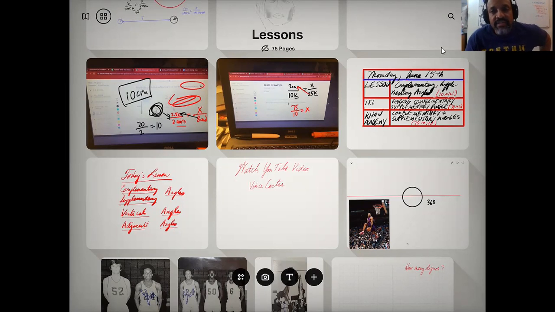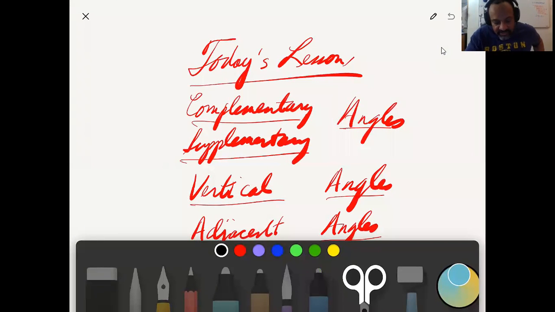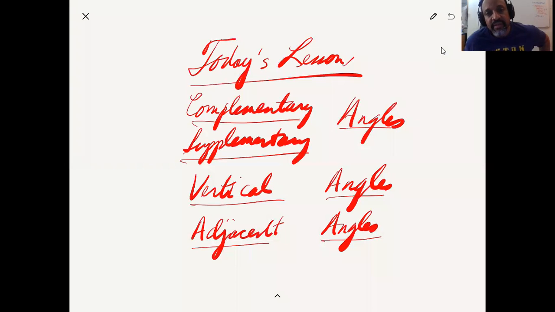So I'm going to jump into it, and this one may take a little bit of time because I wanted to make sure I cover this adequately. So let me just jump in. What you should see is my iPad. Today's lesson is going to be on angles: complementary angles, supplementary angles, vertical angles, adjacent angles. Four types of angles. That's what we're covering. So let's jump into it.